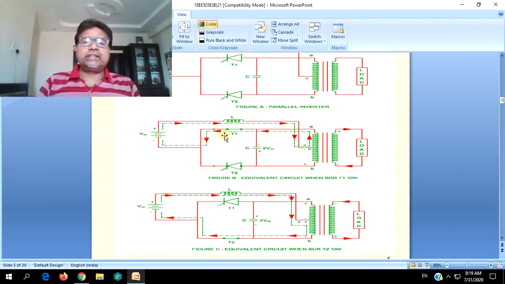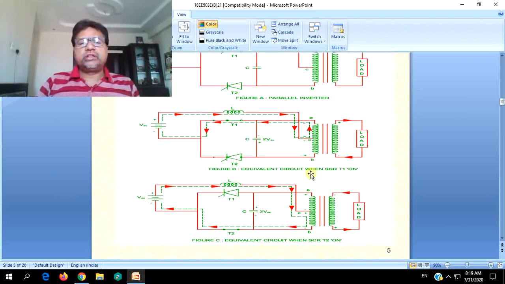And at the instant SCR1 or T1 is turned on, due to the inductance, current increases gradually. We will be going through the waveforms just in a moment, and that is what happens when T1 is turned on. When T1 is turned on, current flows through the upper half of the primary and the load will get a voltage which is equal to the source voltage, and the corresponding current will be flowing through the load: VDC by the load resistance, or VDC by load impedance.